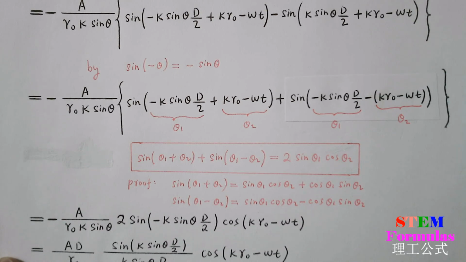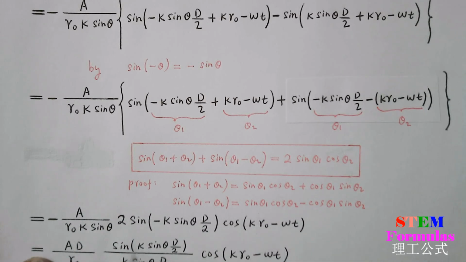What I did here is multiply by d and divide by d, and k remains k here, sine theta is here, and r0 remains here, and a remains here. I want to make the same quantity as the argument of sine. So k sine theta d divided by 2, and k sine theta d divided by 2. So this quantity is the same as this quantity, times cosine of this factor.